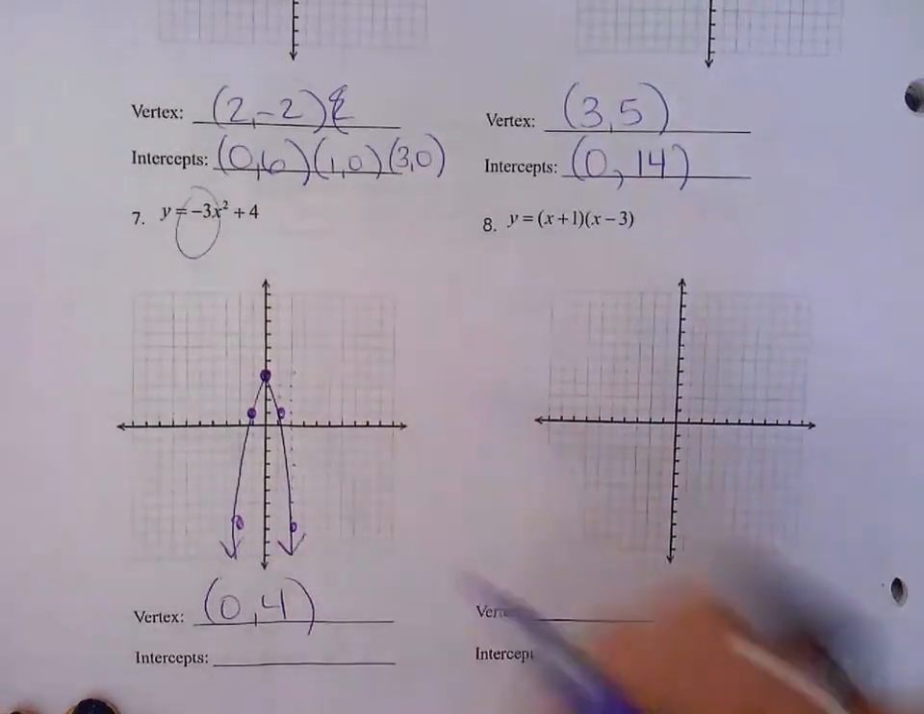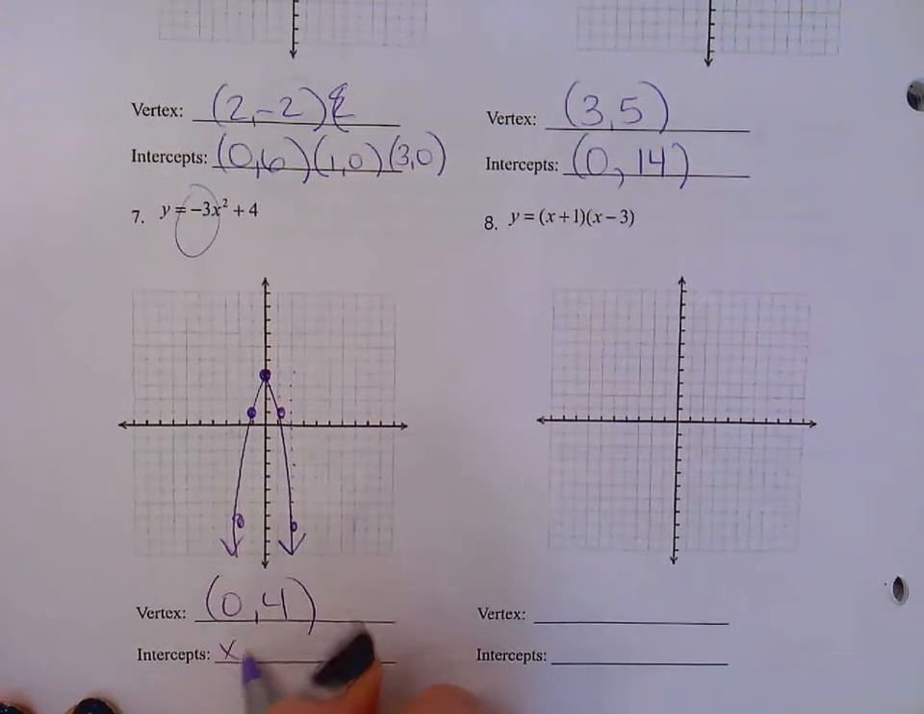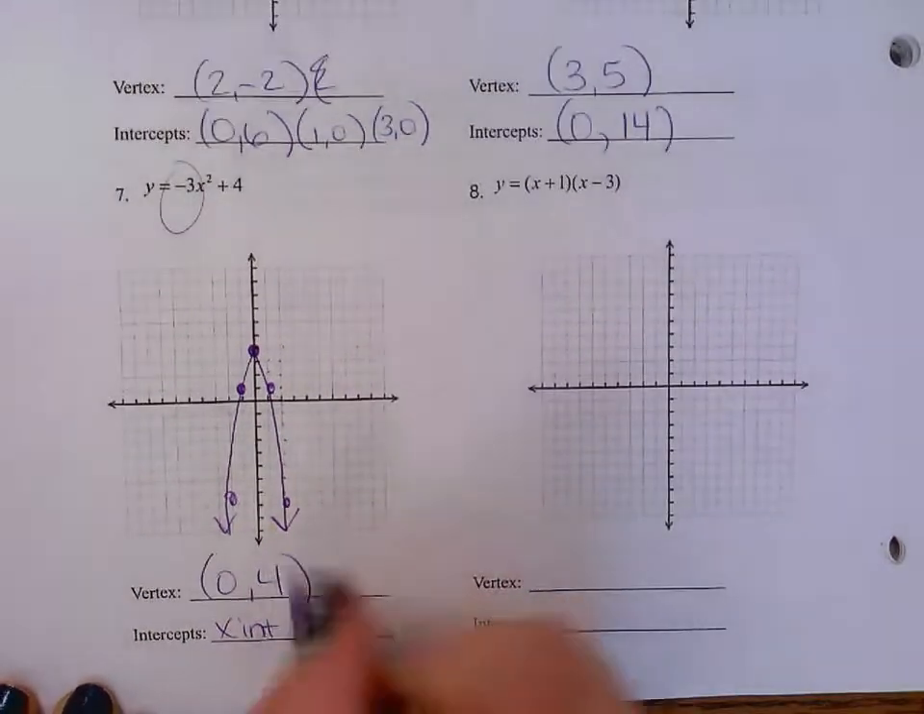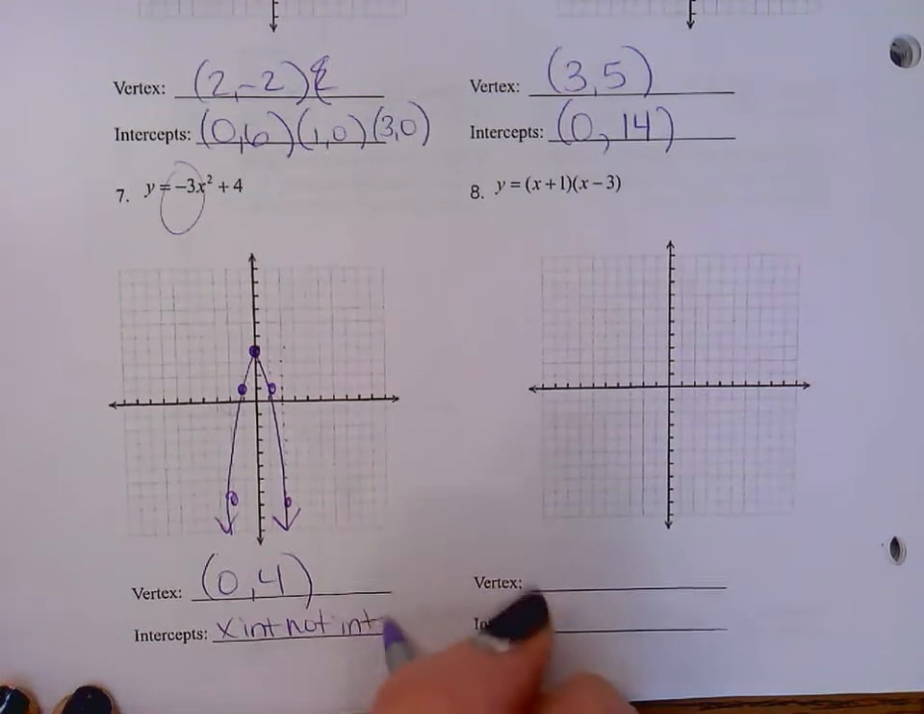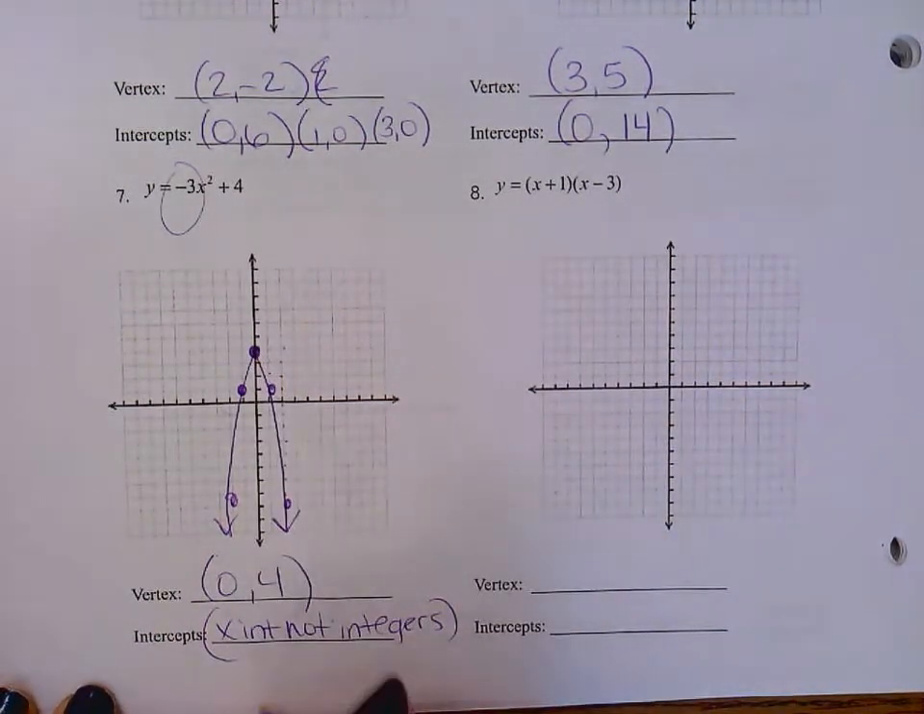All right, so let's see. I don't exactly know where those intercepts are. I'm just going to write the x-intercepts are not integers. So I won't have you find those on the test, but my y-intercept was at (0, 4), so I could record the y-intercept.